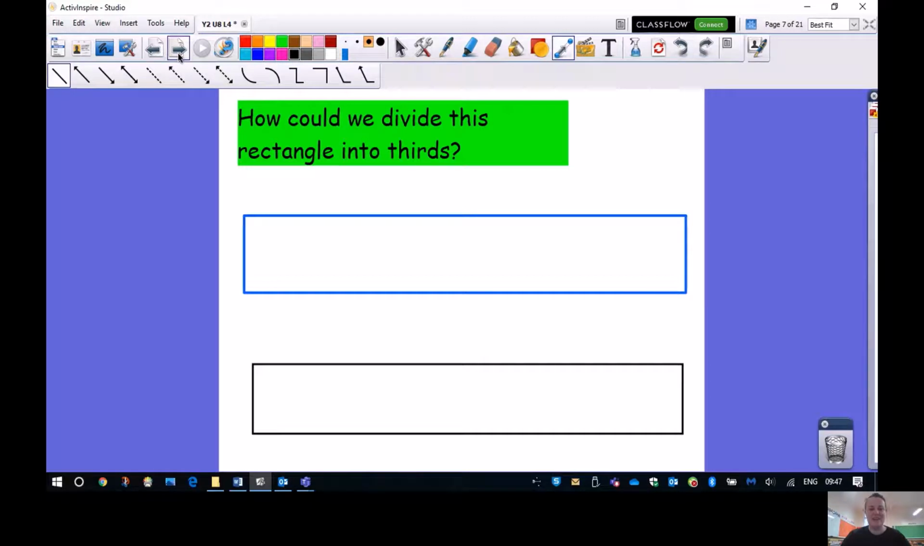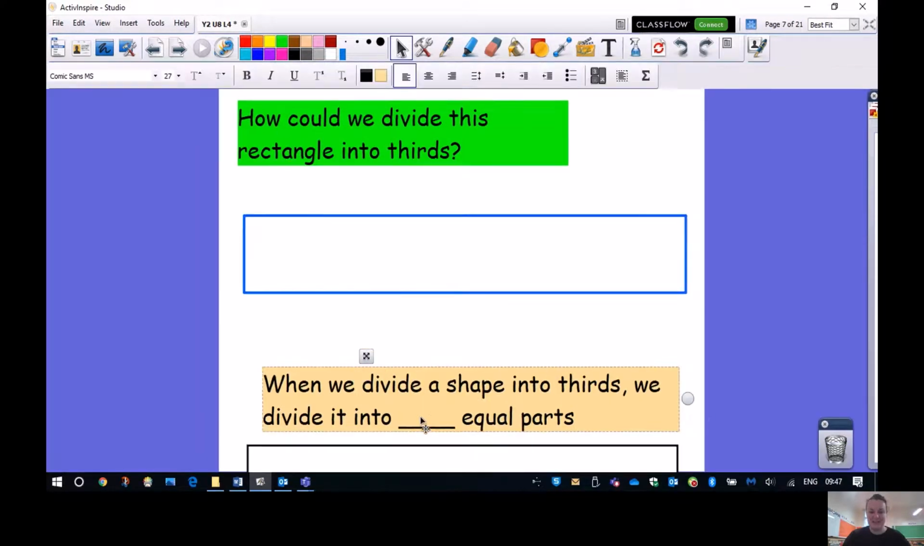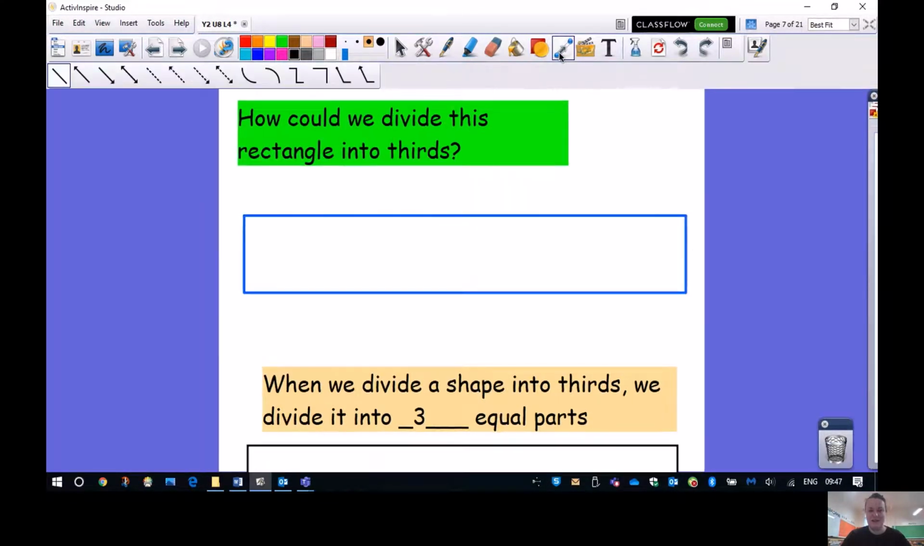How could we divide this rectangle into thirds? New learning. Thirds means dividing into 3. I need to cut my rectangle into 3 pieces. 3 equal pieces. 3 equal parts. I'm going to use my line.